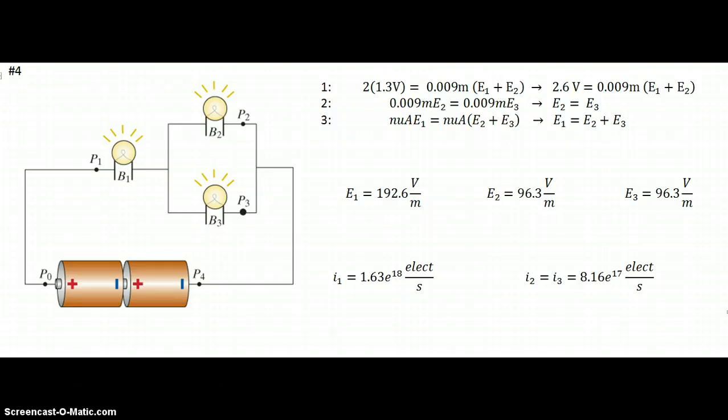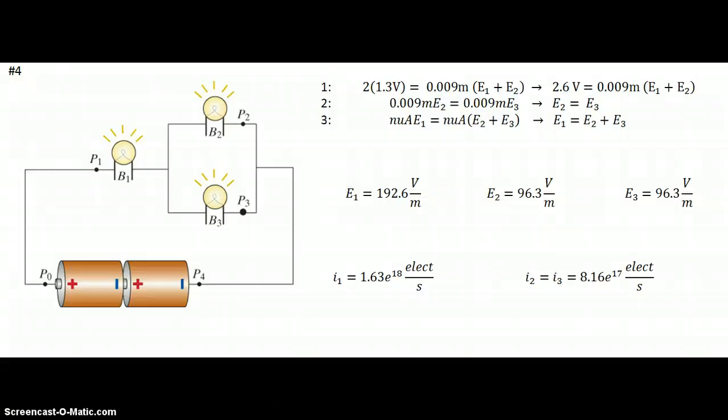The current conservation rule forms yet another equation, which is that the electron current at bulb 1 equals the sum of the electron current at bulb 2 and bulb 3. The EMF value of each battery is 1.3 volts. The length of the filament in each bulb is 9 millimeters, and the radius is 5 times 10 to the negative 6 meters.